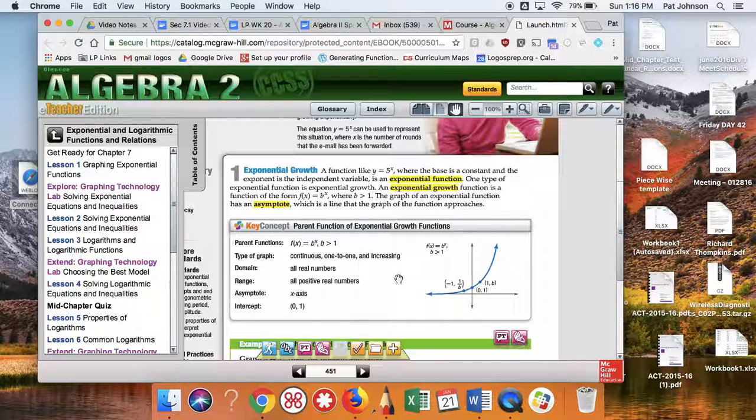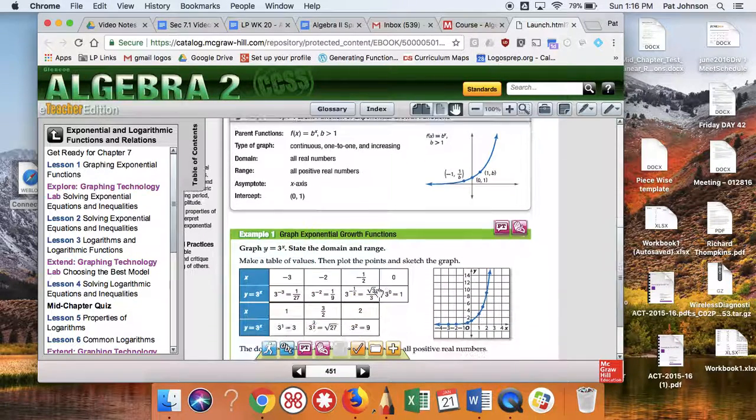Now, this is an exponential growth because that's when b is greater than 1. Okay, so the exponential parent function is f of x equals b to the x. That's an exponential function, but an exponential growth function is when b is greater than 1. All right?